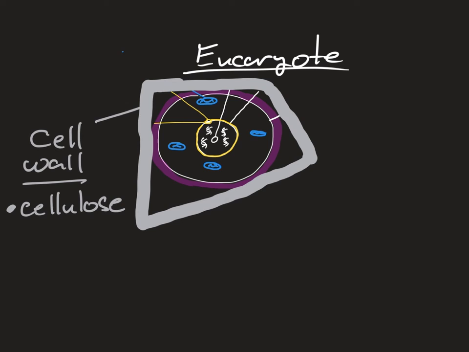Let's see what color I should make this. These things look weird. They have stacks of membranes. Again, double membrane. Let's go ahead and draw that out here. They have double membranes. They have their own DNA. They also process sugar and process energy.